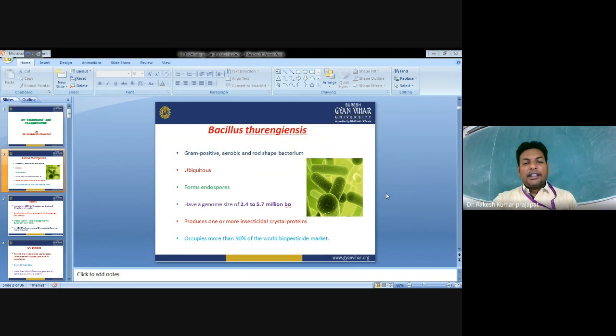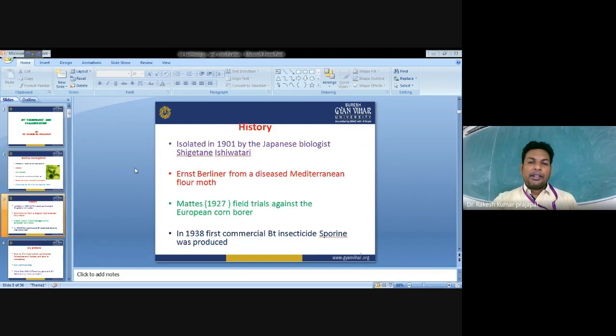It produces one or more different insecticidal crystal proteins, which occupy more than 90% of the world biopesticide market. So this is one major advantage: it covers the largest share of the market nowadays.